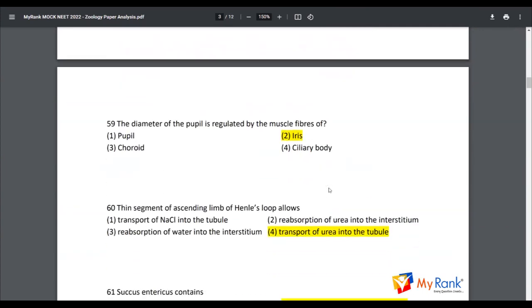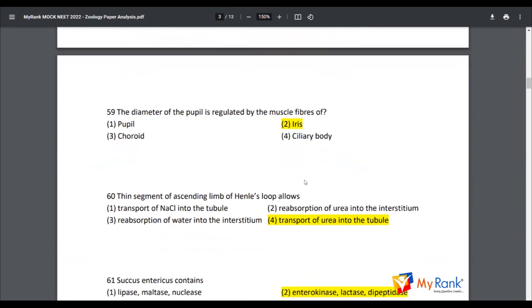Next, question number 59. The diameter of the pupil is regulated by the muscle fibers of... now the pupil is the opening to the eye through which the light passes through. This opening is regulated by the iris of the eye. So option 2 is the correct answer.